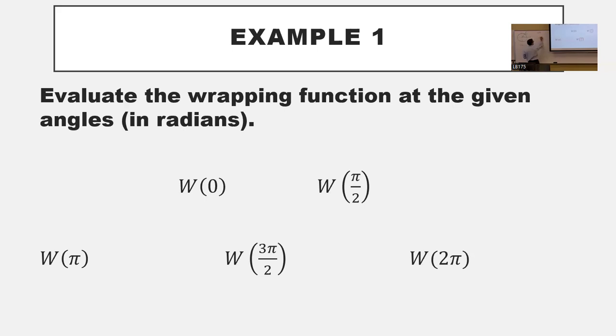And then I'll do pi over 2 radians. And then I'll input pi radians. And then I'll input 3 pi over 2 radians. And then 2 pi radians. These are my quadrant angles. Do you follow that? These are the angles there.